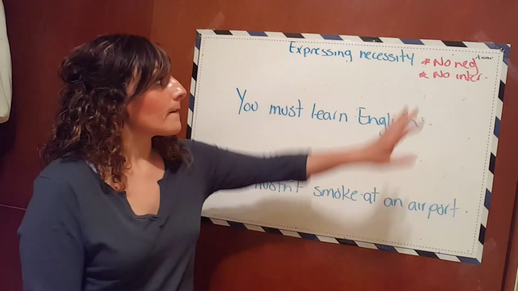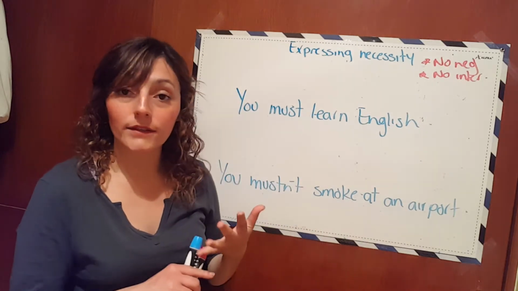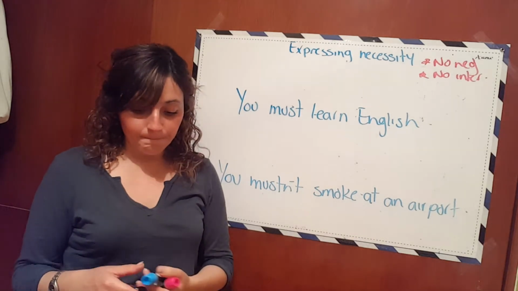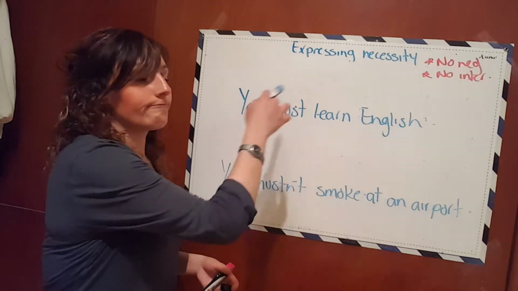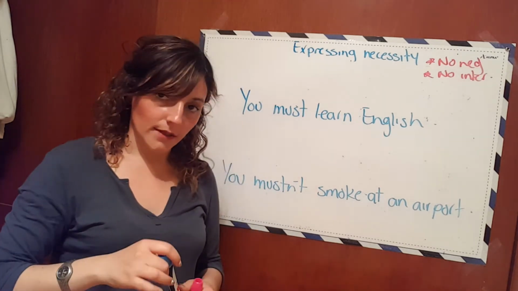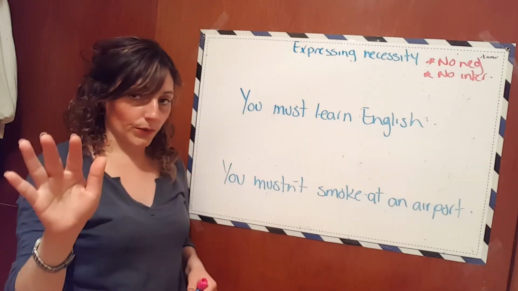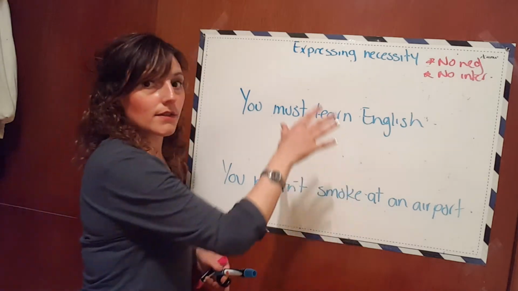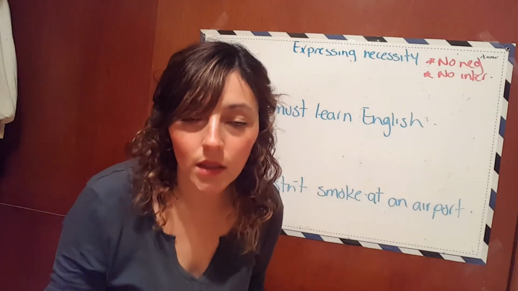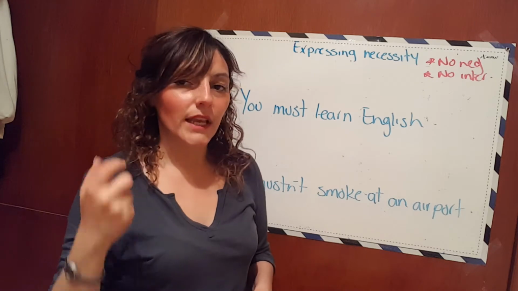Okay? But we're expressing an obligation or necessity as we did with have to, need to, have got to, has got to. Okay? Then we're going to use must only in affirmative to express an obligation or a necessity. As you can see, I have an example below, but this is a different story. So just first, let's pay attention to this one. You must learn English. It is a rule. It is really strong. And this is an obligation.